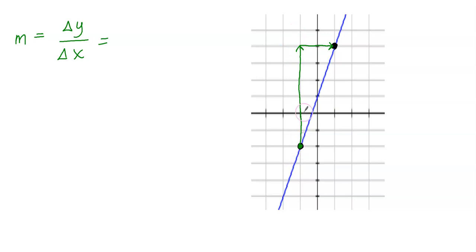So what's the change of y? That's this one. Start here, 1, 2, 3, 4, 5, 6. It's positive. Change of x is this way, 1, 2. So the change of y is 6.